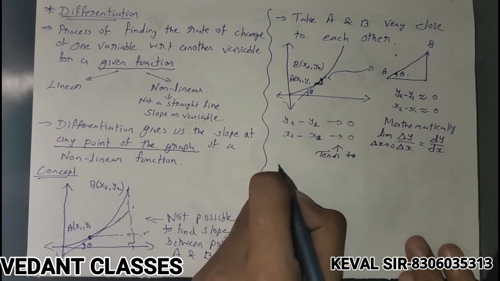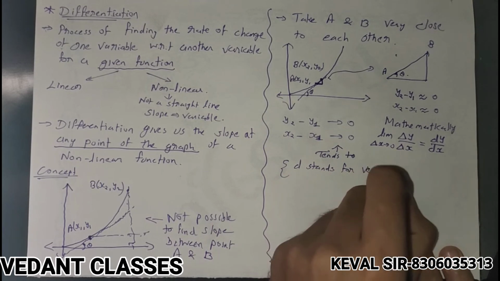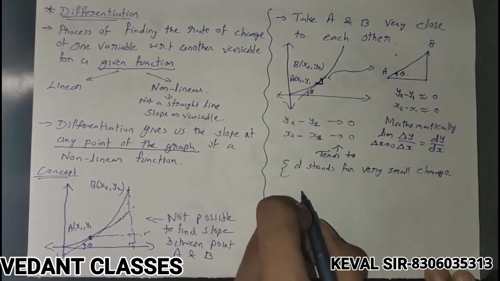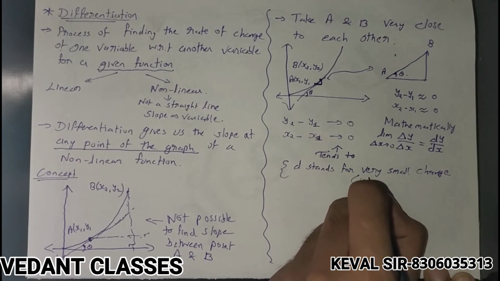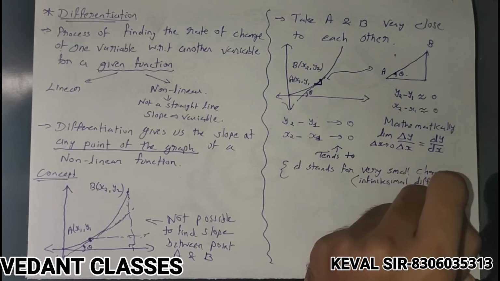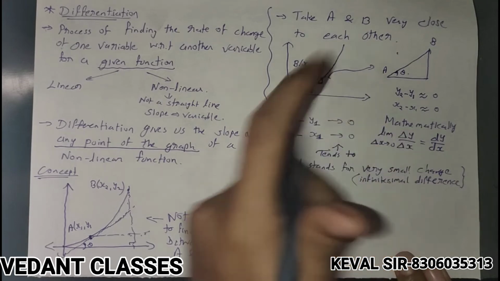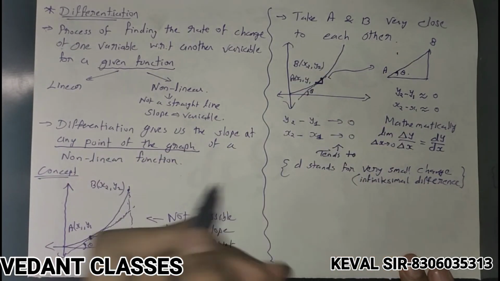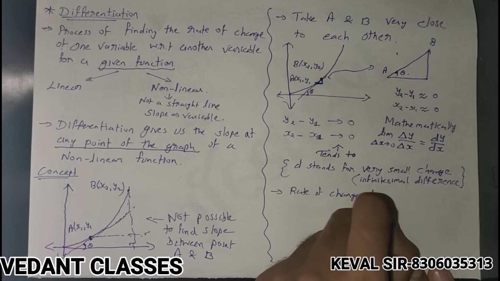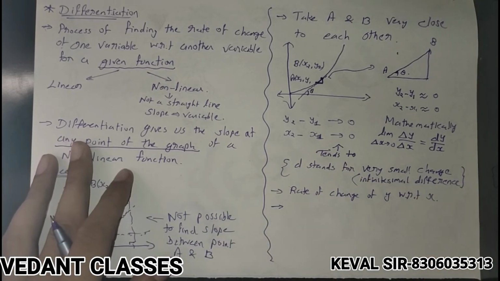So here d stands for very small change. The delta stands for the change and d stands for when the change is very small. Technically it is called infinitesimal difference, which means very small change. So this simply means the rate of change of y with respect to x. So this is the concept of differentiation. It is the rate of change of y with respect to x. Now let's mention a few important points.